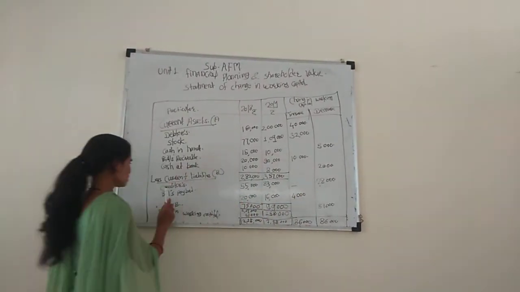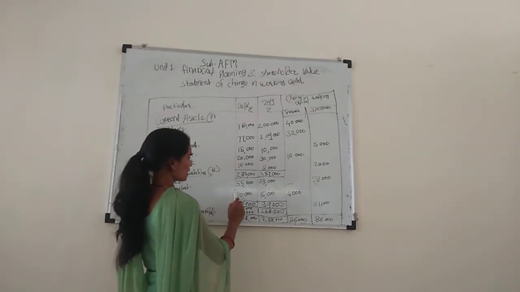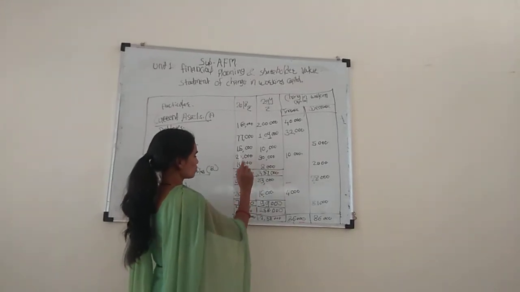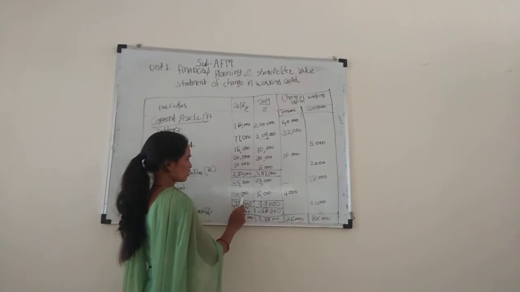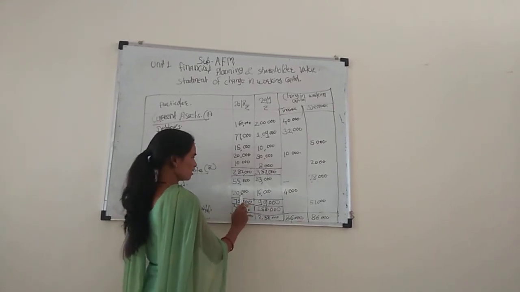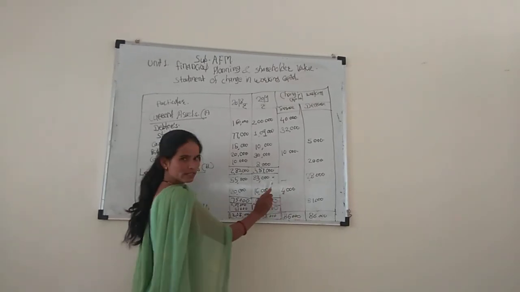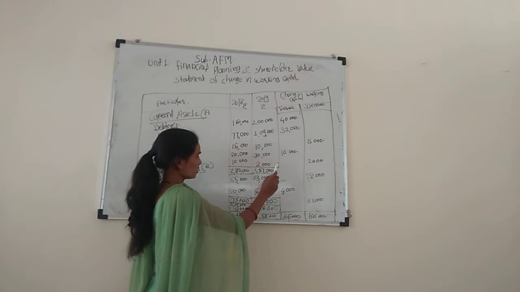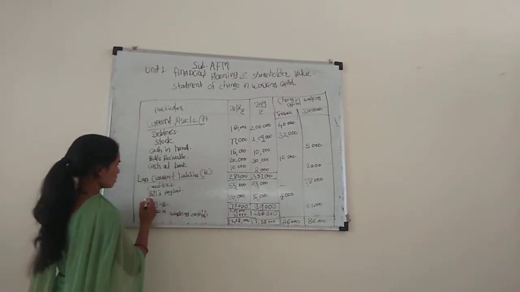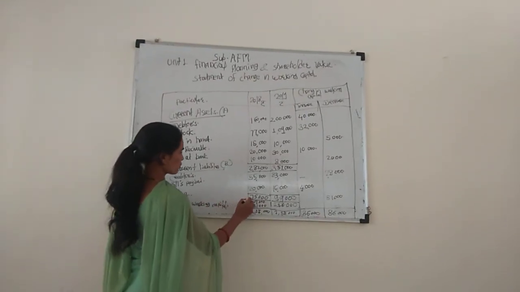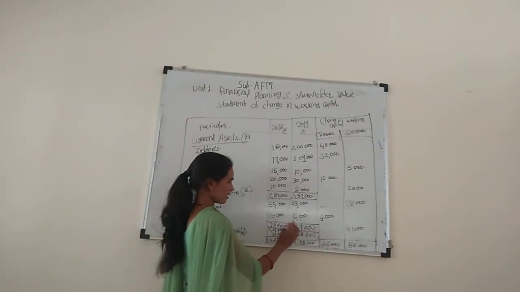And next one is the bills payable. Bills payable 20,000 in 2018 and 16,000 in 2019. This is a decrease of 4,000, means a gain, so that's why increase column 4,000. And next is the current liabilities total: 75,000 in 2018 and 99,000 in 2019.